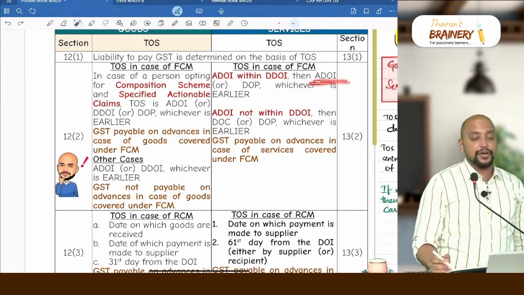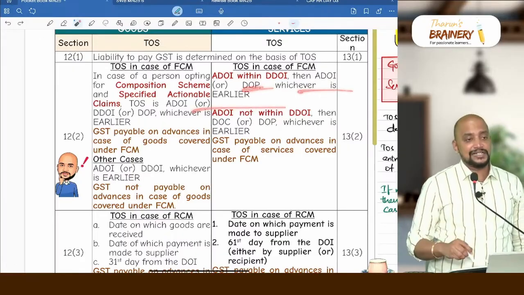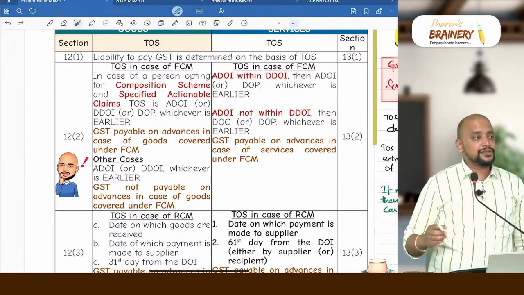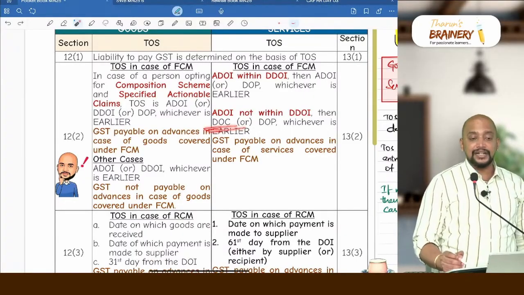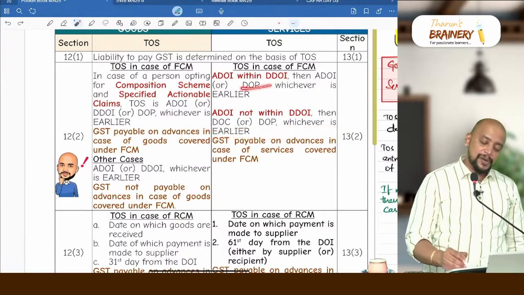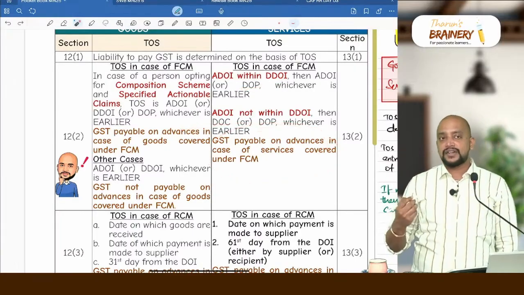Then date of invoice, which invoice? Actual date of invoice or date of payment, whichever is earlier. What if the invoice is not given within the due date? If the invoice is not within the due date, then we need to take date of completion or date of payment, whichever is earlier. In both places, date of payment is there, which means GST is payable on advances for services under FCM.